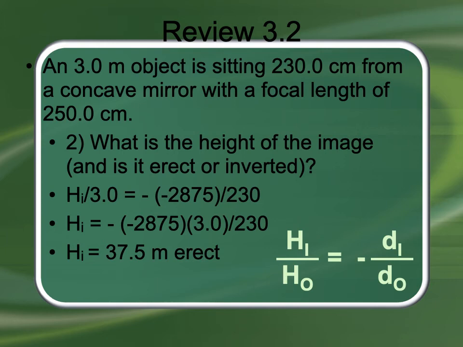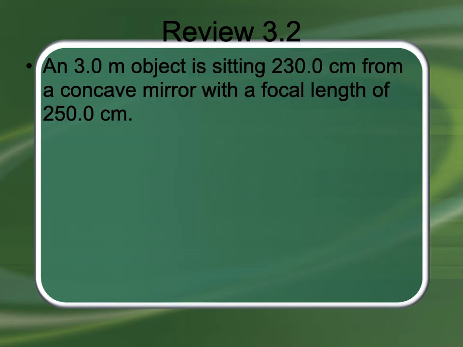So this is a vertical image. It goes up because it is a virtual image. Virtual images in a concave mirror are always erect. They go the same direction as the original object. And this is very large, quite a bit larger than the original, which in fact is the next question.